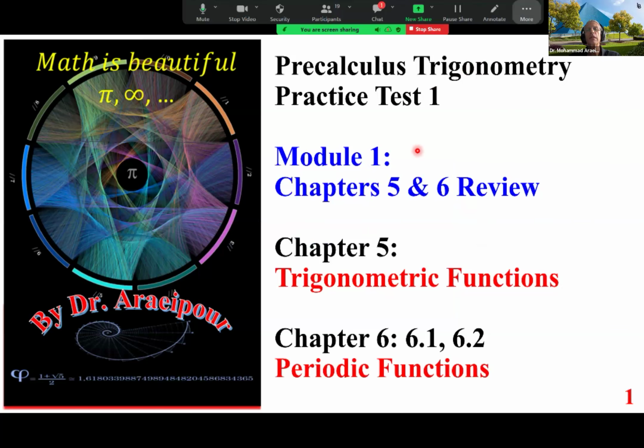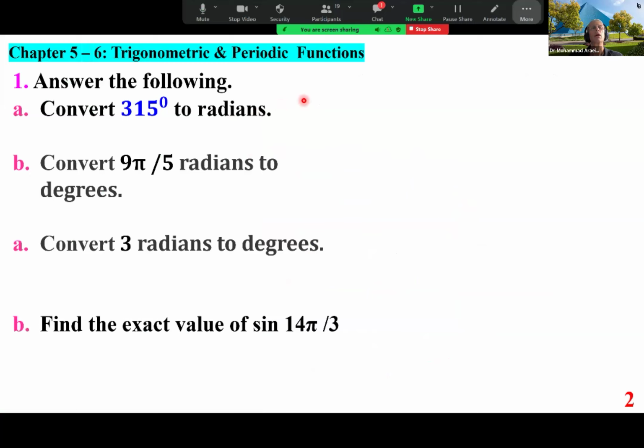Good afternoon, class. We are looking at module one, covering chapters five and six. Chapter five, trigonometric functions. Chapter six, periodic functions. I'm going to answer the following question: convert 315 degrees to radians, and so on and so forth.